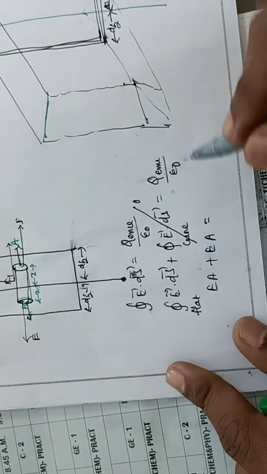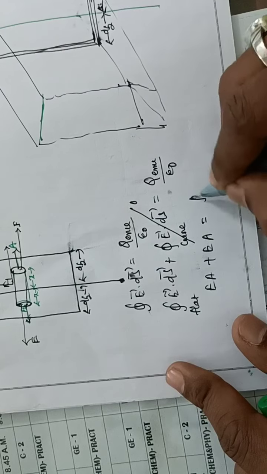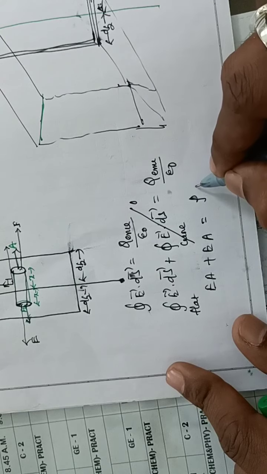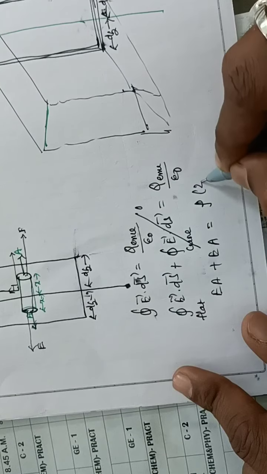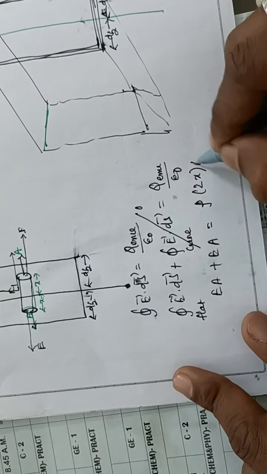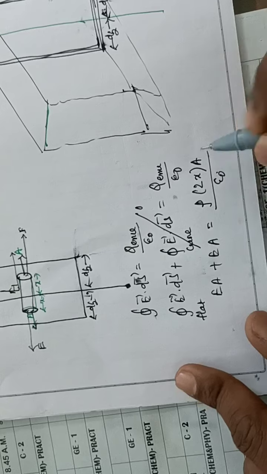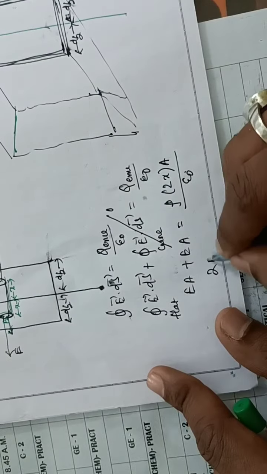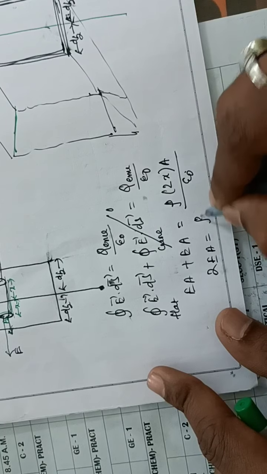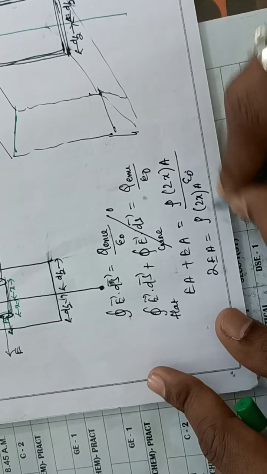In terms of rho, if I want to write, rho into V, volume. Volume is how much? Length into area. Length is what? 2x, into area A, upon epsilon, because the total length is 2x. So 2EA equals what? Rho 2x A upon epsilon.